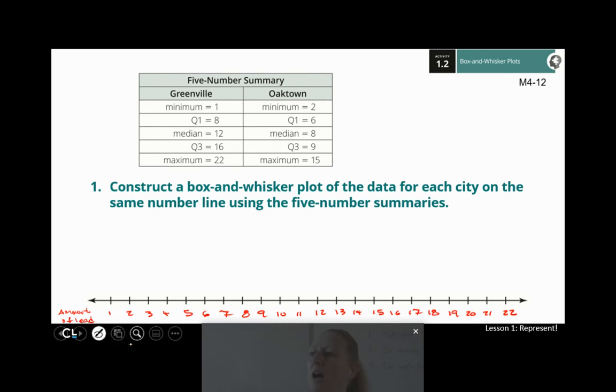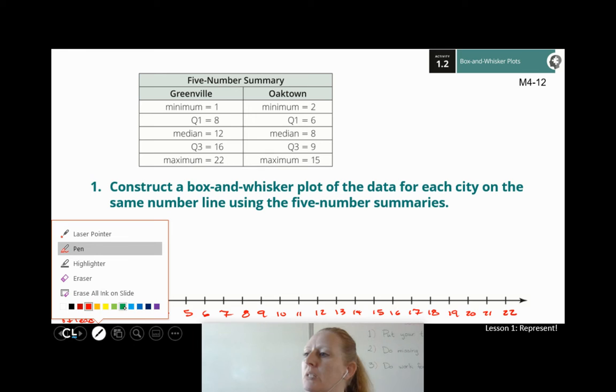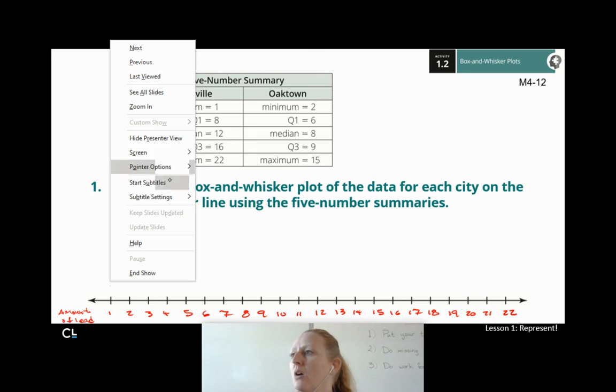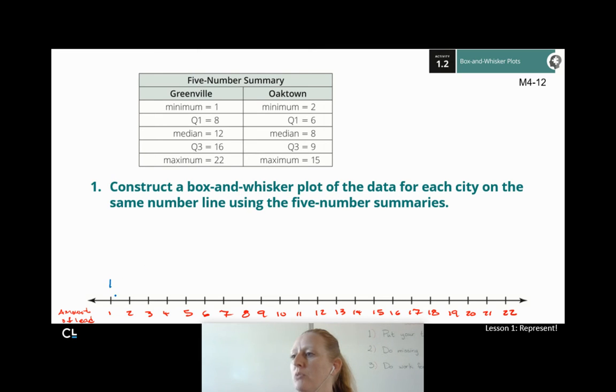Now, I'm going to use a couple of colors here just to make it a little easier. Let me grab my blue. Let's do our box and whisker plot for Greenville. To start off, I'm just going to make marks up above on each of these numbers. So my minimum is 1. I'm just going to make a little notch.